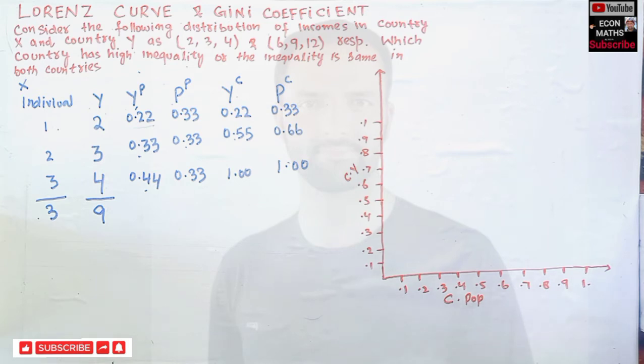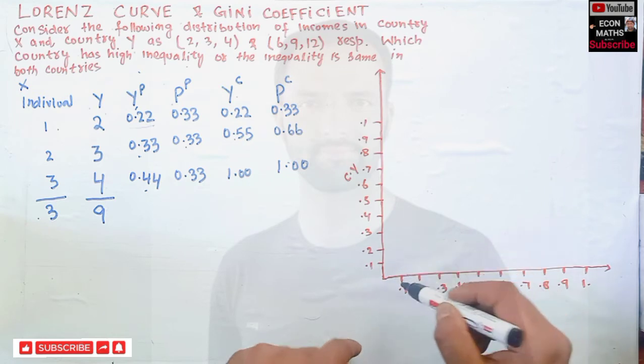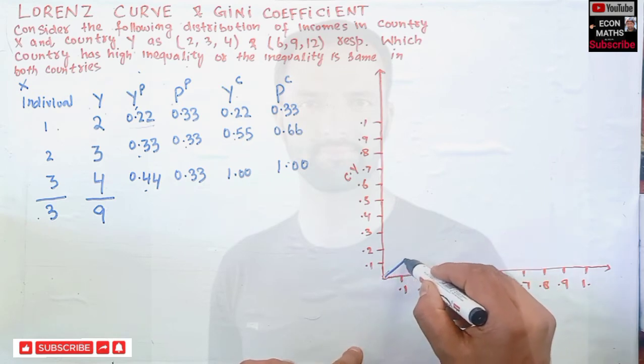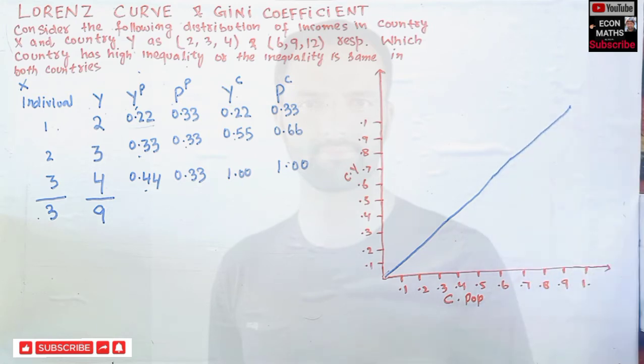Okay, so what would be our line of equidistribution of income? Equidistribution of income will mean when every proportion of population is getting the same proportion of income. That means let's draw here. Let us say this is our 45 degree line. This would be the line of perfect equality. When there is perfect equality, our Lorenz curve will look like this.